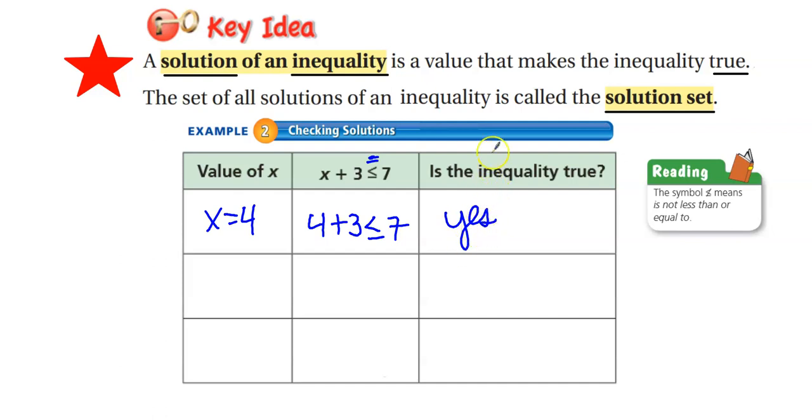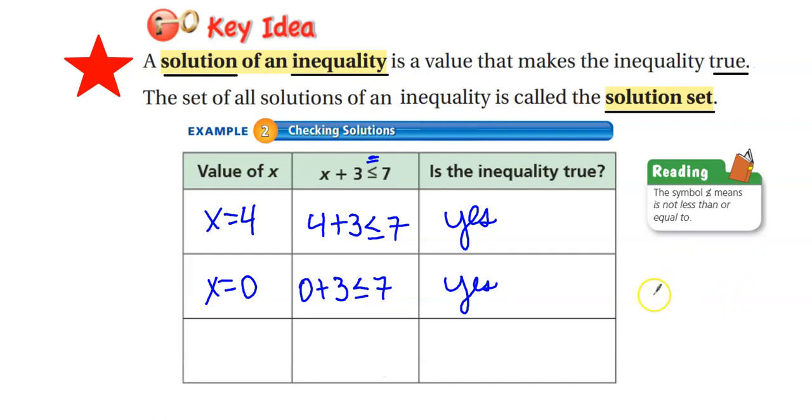Now let's pick another number that's going to make it true, like x equals 0, right? So what if I plug in 0? So I get 0 plus 3 is less than 7. And you would say, yes, that is also true.